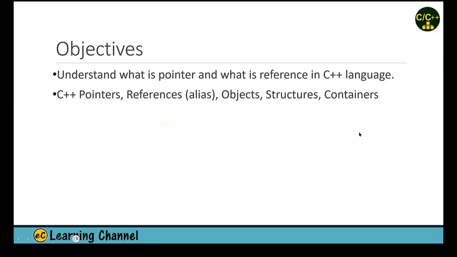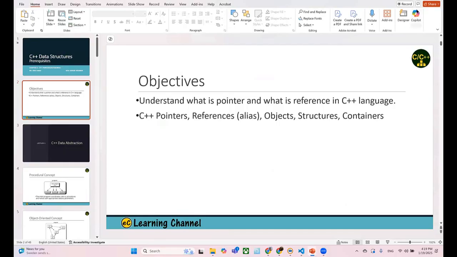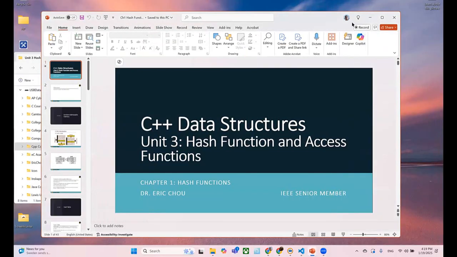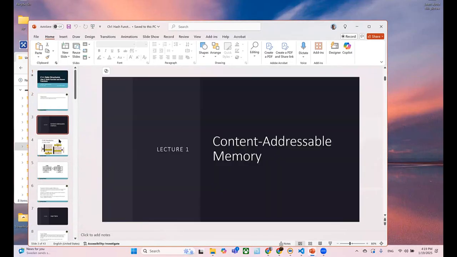This seems to have nothing to do with hash function. I'm sorry, I picked the wrong one. This one is hash memory.